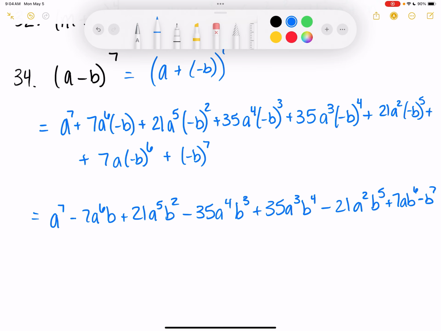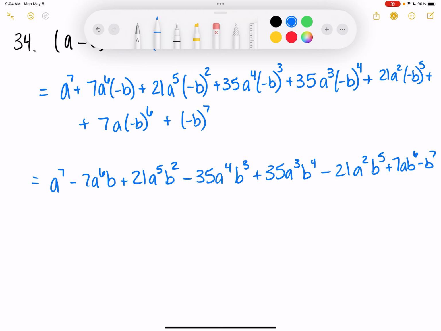Let's see. One more here. Let's do 40. This one is 4a minus 5b raised to the fifth. So notice these ones, the terms have a number in front of them. Okay, that's going to make this one even longer.